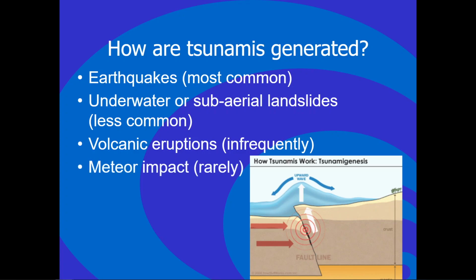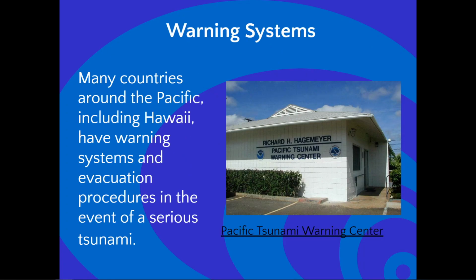All right, so volcanic eruptions are less common because these generally cause the volcano to collapse, which will generate a tsunami, but they're not that large generally. And meteorite impacts are rare simply because our atmosphere causes most meteors to disintegrate before they reach the ground. All right.